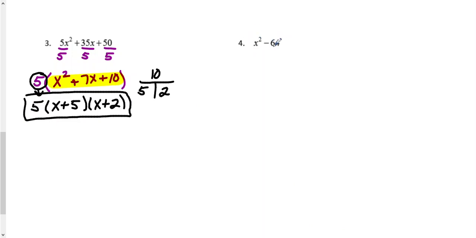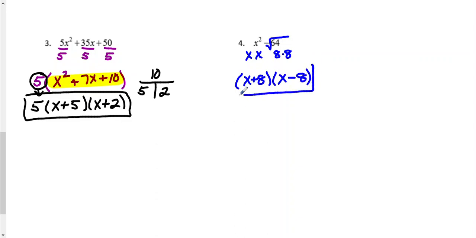And lastly, we have a special case. Here I know it's a difference of squares because I am subtracting. There's two terms and they are both perfect squares. X squared is like x times x. 64 is 8 times 8. This is when it is helpful to know your perfect squares. If you aren't sure, you can always take the square root of 64 in your calculator. So now when I go to factor this, I get x plus 8 and x minus 8. Those are my factors.